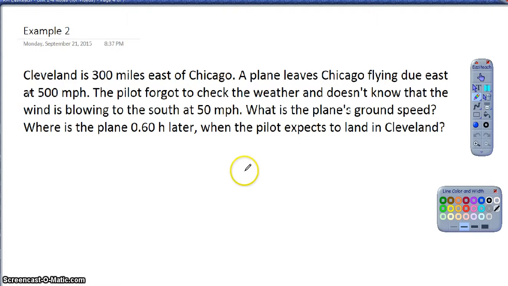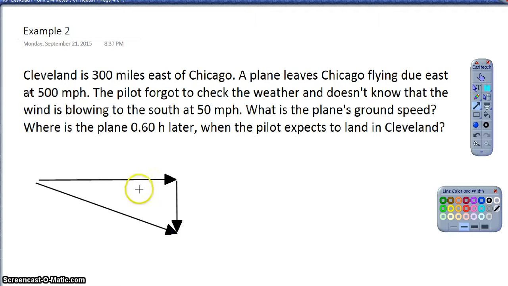So then a relatively easy example to illustrate this, right? Cleveland is 300 miles east of Chicago. A plane leaves Chicago flying due east at 500 miles per hour. But the pilot here forgot to check the weather and doesn't know that the wind is blowing to the south. So the pilot's trying to fly directly to the east, but the wind is actually blowing to the south, and therefore we know the resultant would actually be a little bit south of east. Okay, so 500 miles per hour is how fast the pilot is trying to go this way. The wind is blowing south at 50 miles per hour. What is the plane's ground speed?